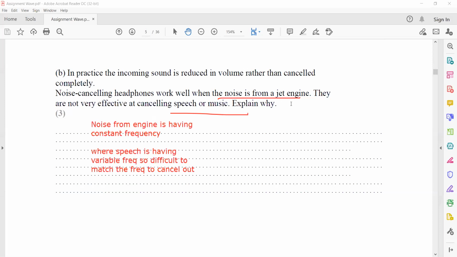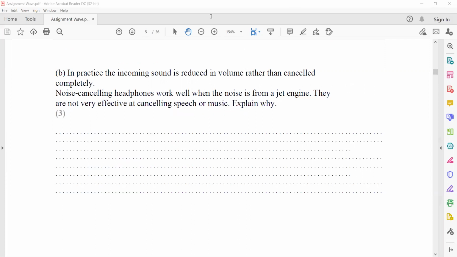So it will be difficult to cancel out the sound which is coming from music or speech.